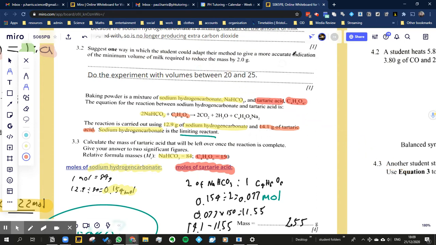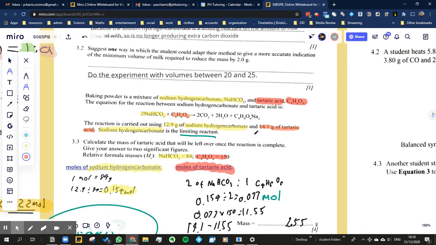And so you can see here that it actually says calculate the mass of tartaric acid that will be left over once the reaction is complete. So there you see we will have some left over. So 14.1 grams is not going to be used at the beginning of this moles question.